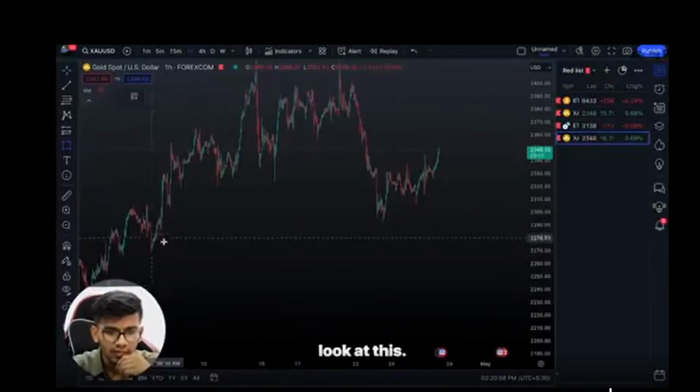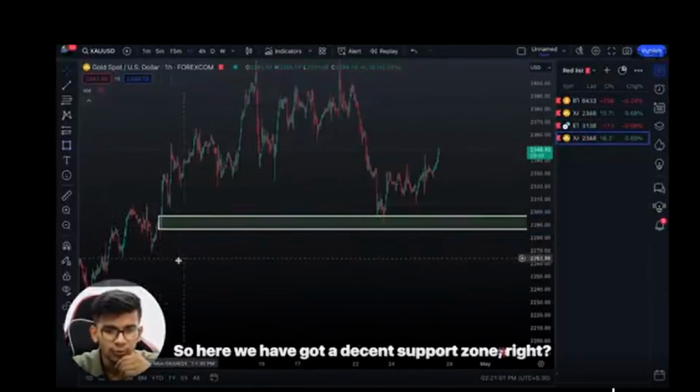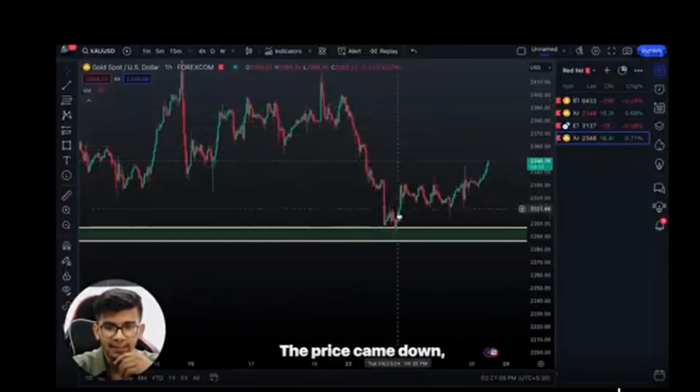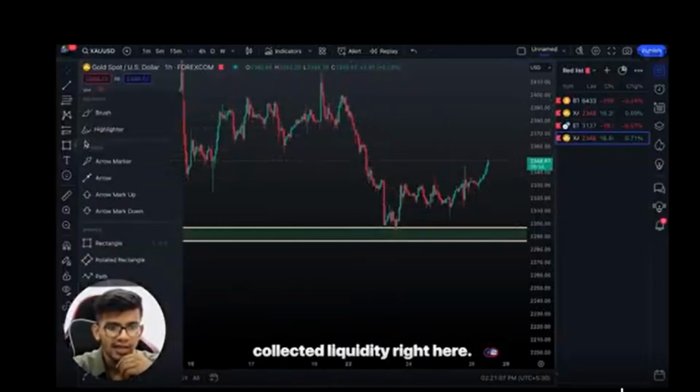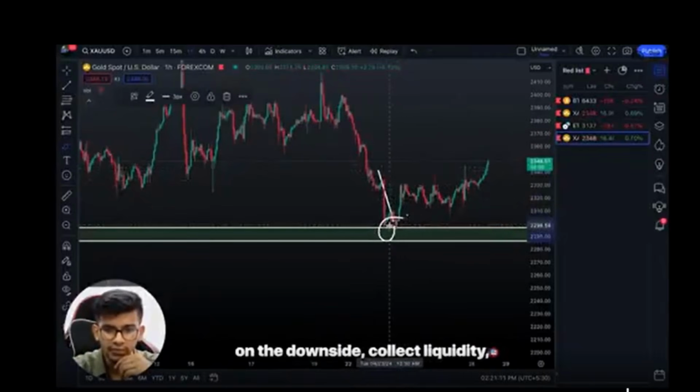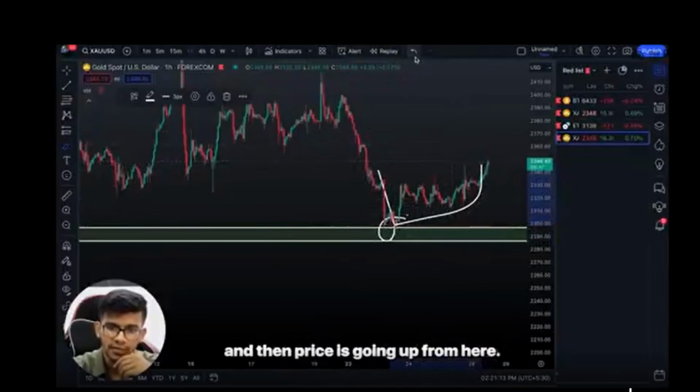So once again, look at this. Here we've got a decent support zone, right? The price gave a violent move from here. The price came down and collected liquidity right here. You can see the violent move on the downside, it collects liquidity, and then the price is going up from here.